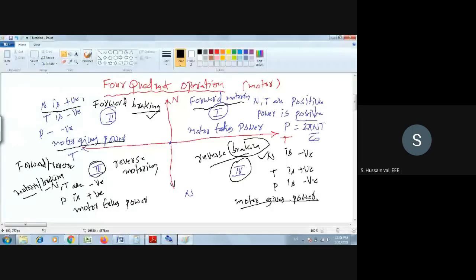When you find the word motoring, it means the motor is taking power. So when the motor is giving power back, you find P as negative. When the motor takes power, you find P as positive.